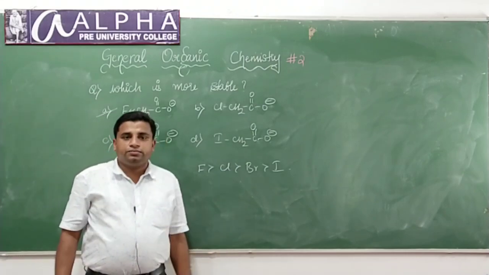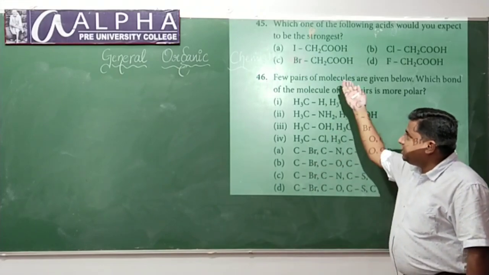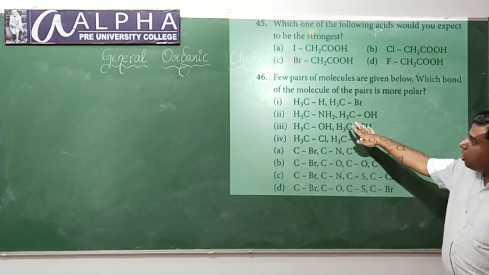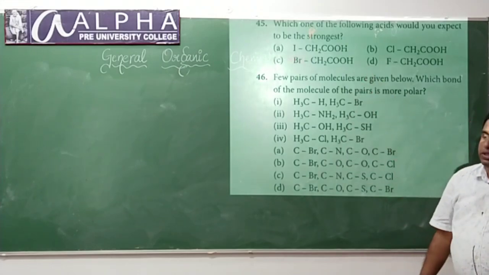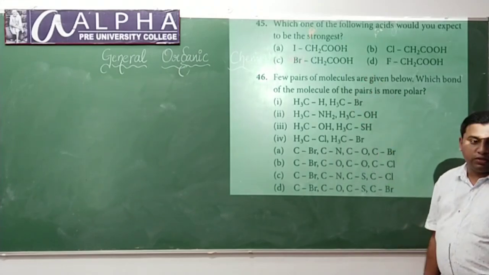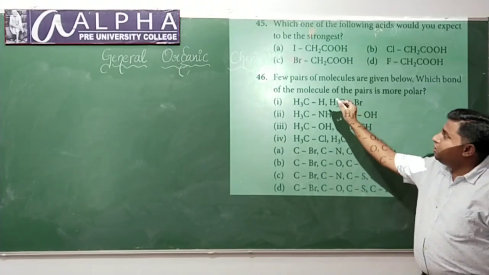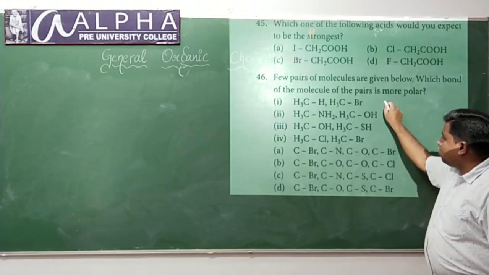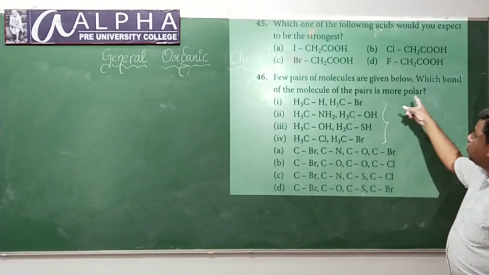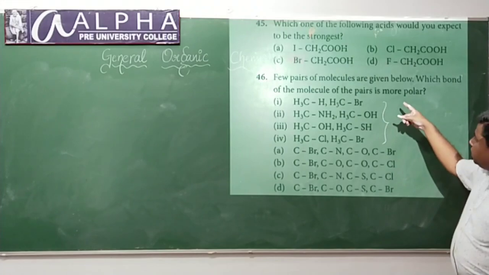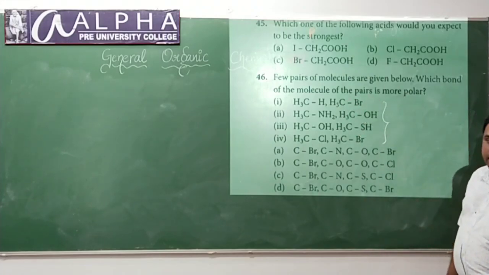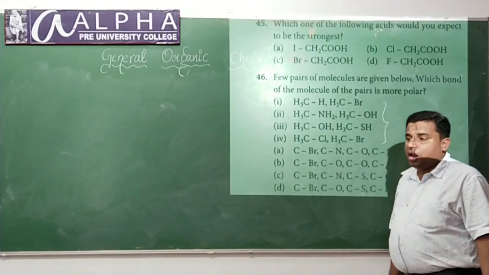Guys, we'll take these two questions, again from MTG Fingertips. We'll first solve the 46th question and then we'll go with the 45th question. See this 46th question. It says, few pairs of molecules are given below. He has given 4 pairs of molecules. Which bond of the molecule of the pairs is more polar? He is asking which bond is more polar.